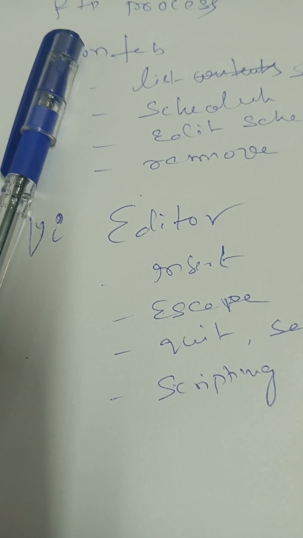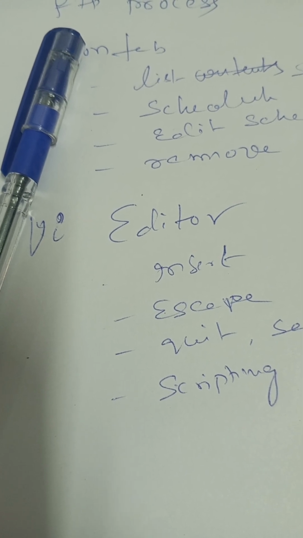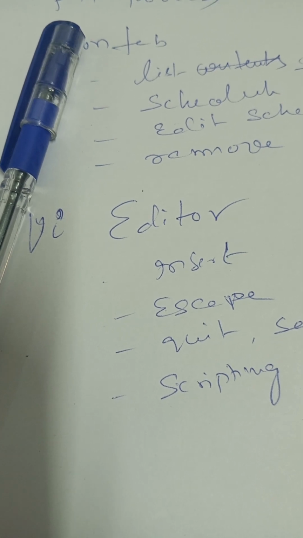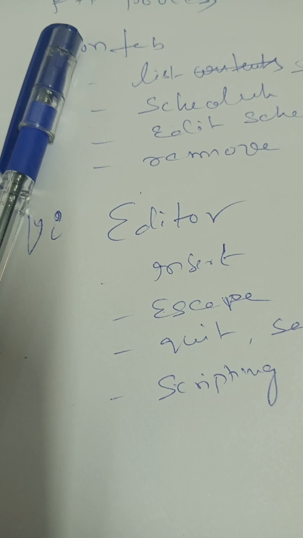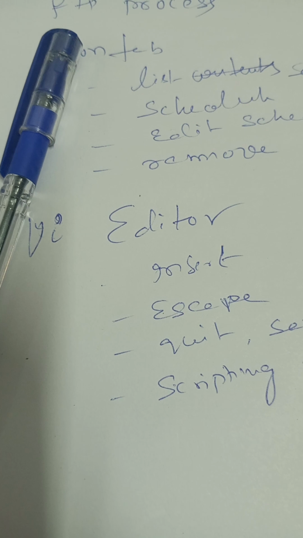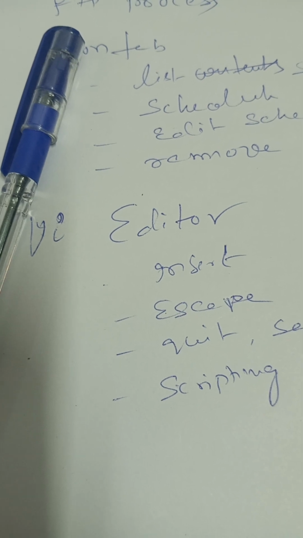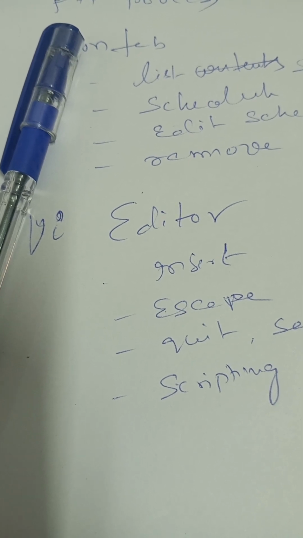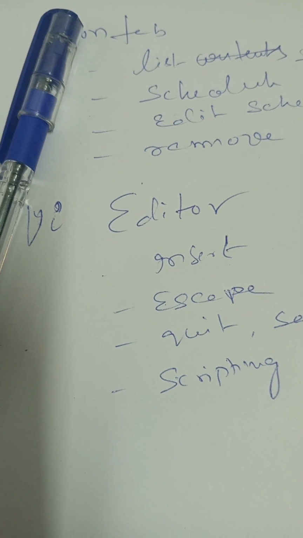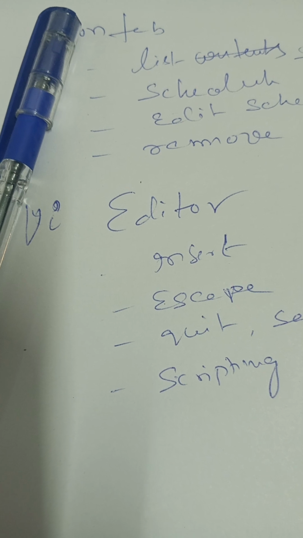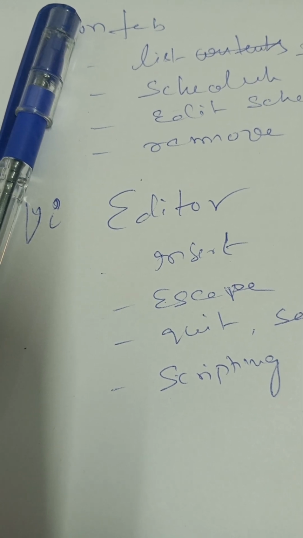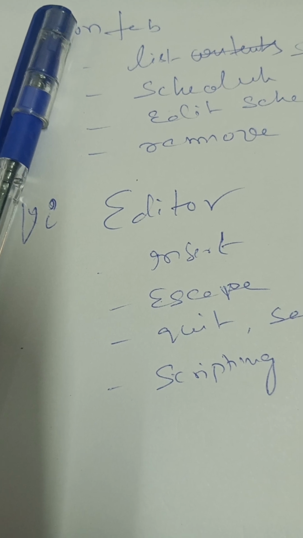VI editor is used to create the scripts in Unix. We open the VI editor using the vi command followed by the script name which we would like to create in Unix. We mention the script name followed by the corresponding extension. If it is a Unix script, .sh or .ksh, like cron shell or bourne shell, based on that.